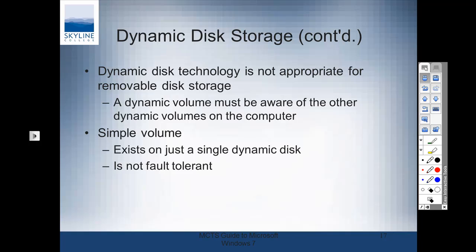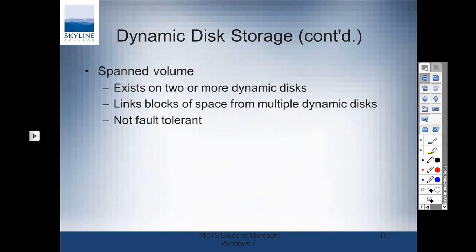Simple volume, just a single dynamic disk, is not fault tolerant. So in a single disk, we can make the whole disk a volume, or we can make part of the disk a volume. You can have more than one, just like you created multiple partitions on a basic disk. You can create multiple volumes on a single disk if it's large, if you want to isolate things. The difference is you can have a lot more of them. There's no fault tolerance on a simple volume, obviously.